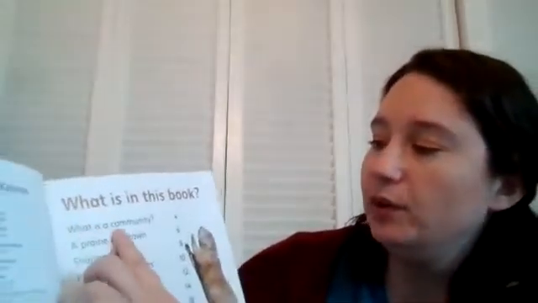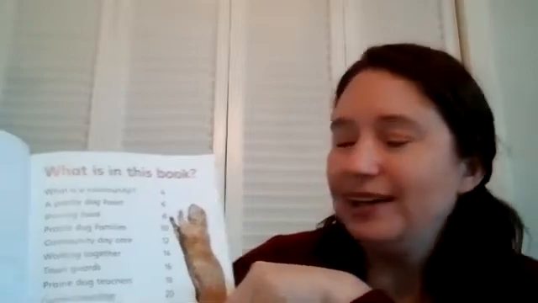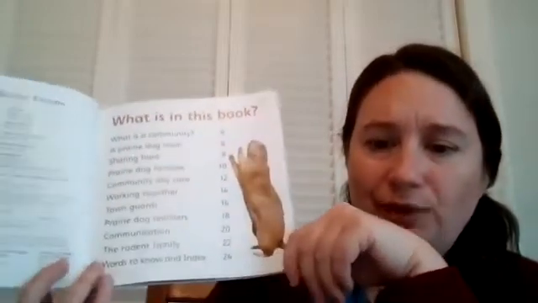of contents. Where would I look if I wanted to find out what prairie dogs' predators are? I'm going to go back to my table of contents, right? I'm going to look, and it says, what is a community? A prairie dog town, sharing food, prairie dog families, community daycare, working together, town guards, prairie dog teachers, communication, the rodent family, and words to know and index. Does it say anything about predators there? No, it doesn't. So I need to look somewhere else to find that information.